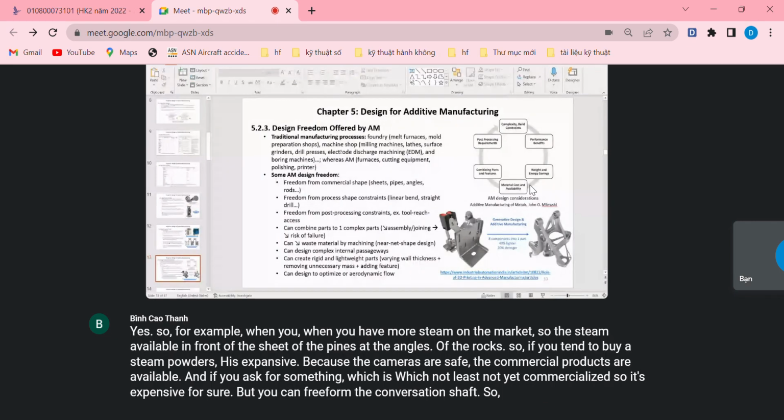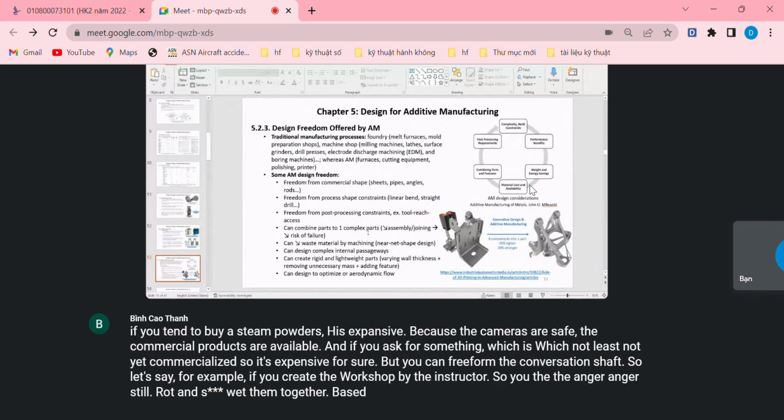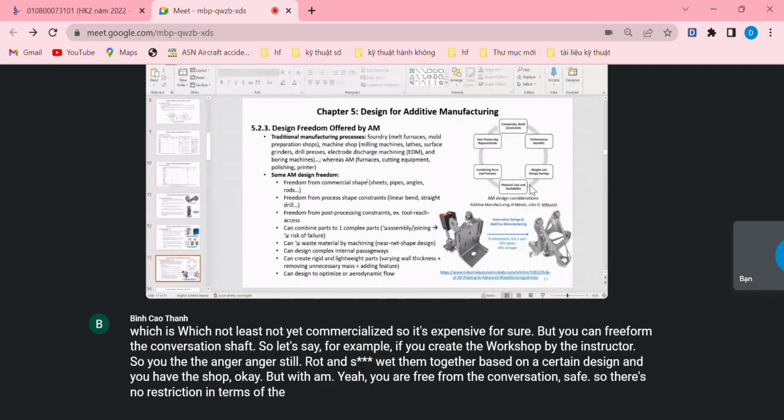So let's say, for example, if you create a workshop with a steel structure, you use the angle steel, rod, and sheet, weld them together based on a certain design, and you have the shop. Okay. But with AM, yes, you are free from the commercial shape. So there is no restriction in terms of the shape. Let's say freedom from process shape constraint.